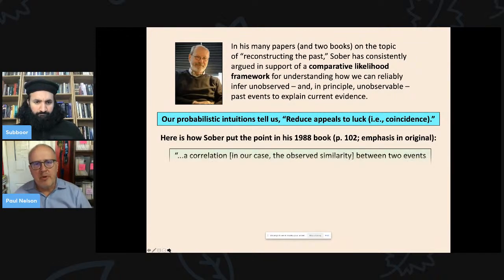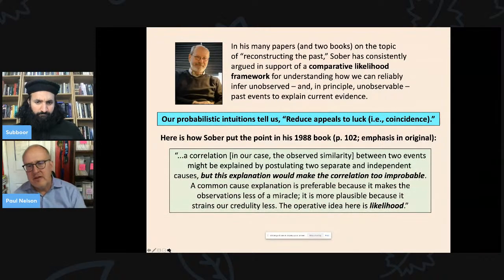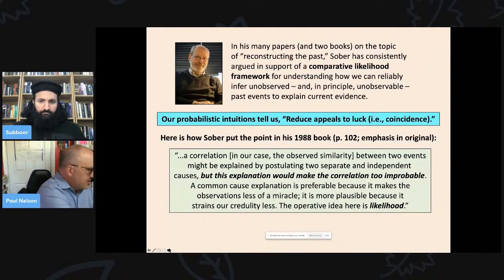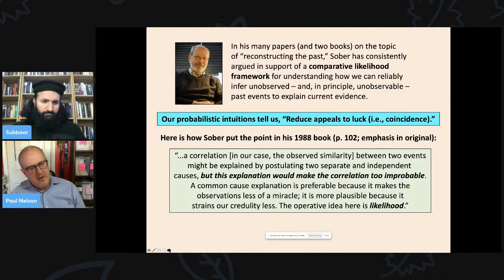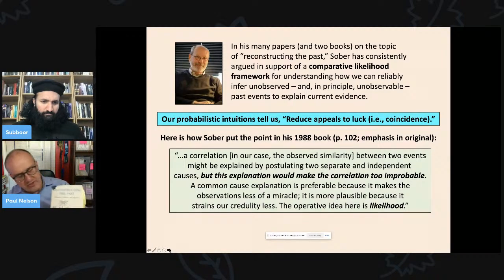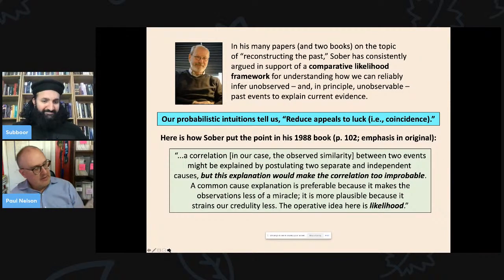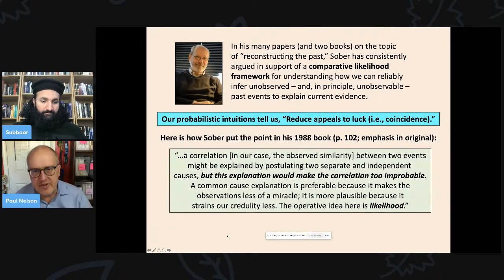Okay, here's how Sober puts the point in his 1988 book, which I actually have here. This was his first major treatment of these kinds of inferences, reconstructing the past, which you can see I wore out over the past 3 decades, published by MIT. Here's how he puts it.